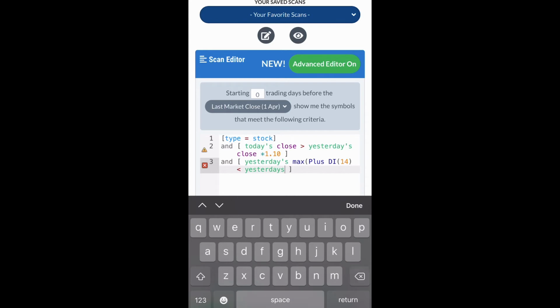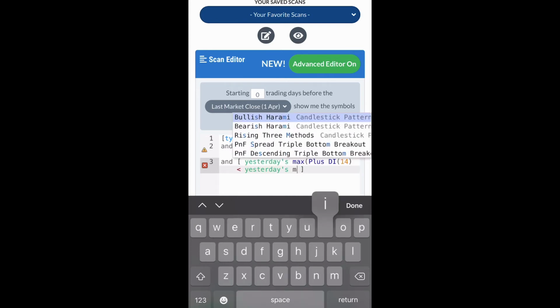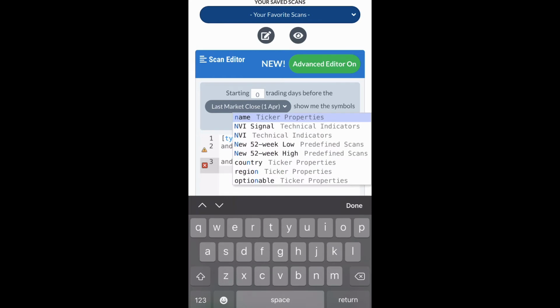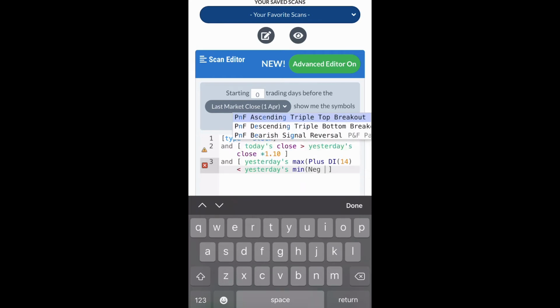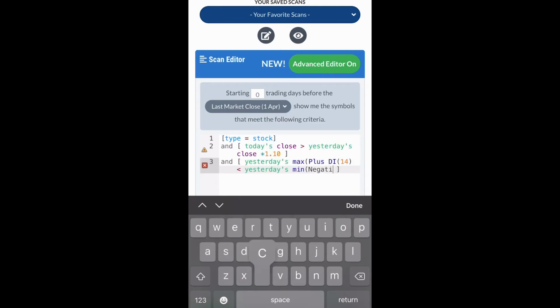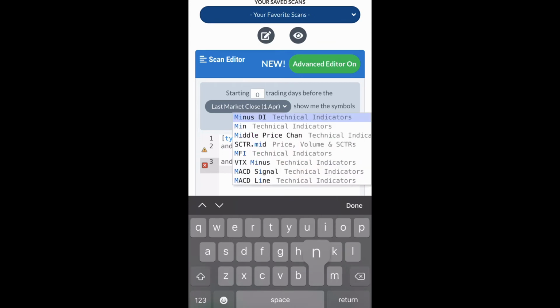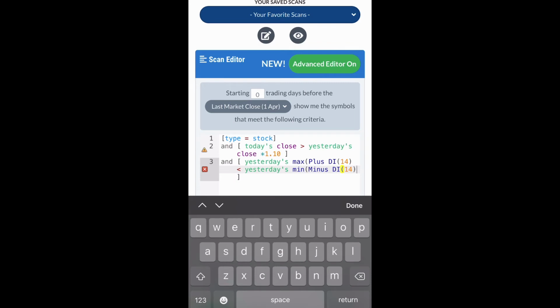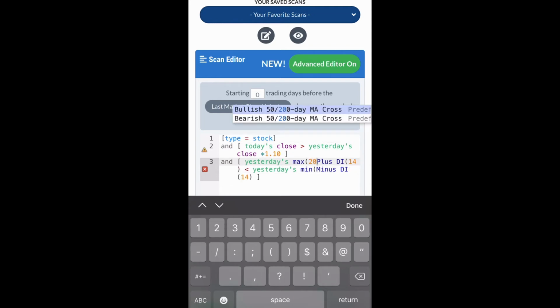Yesterday's minimum of the minus DI of 14, right? And so this looks all good. Oh, I also don't want to forget that we're looking at this over a 20-day period, so we want to add 20. Okay.